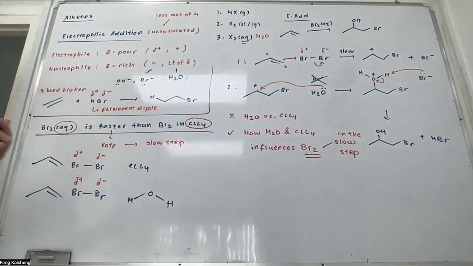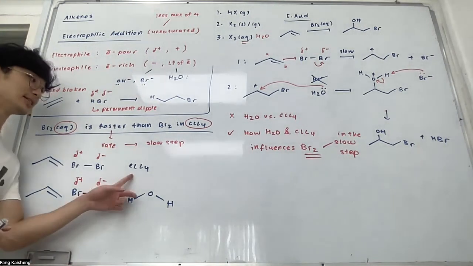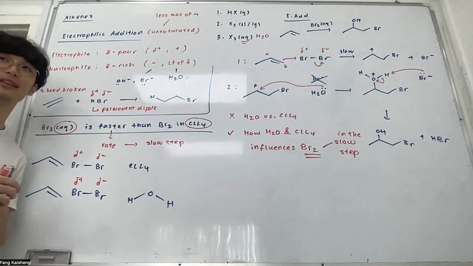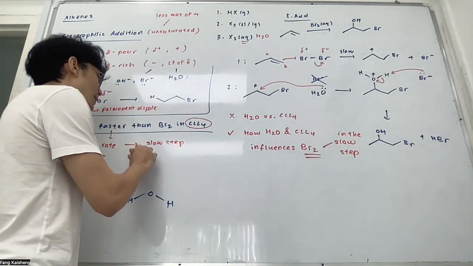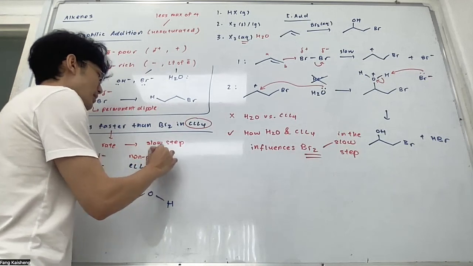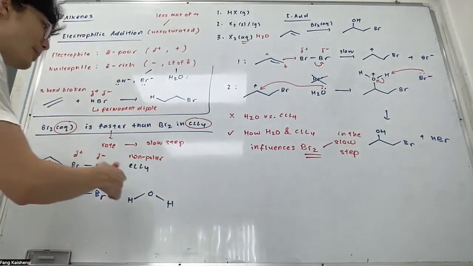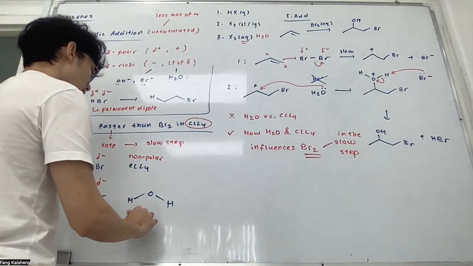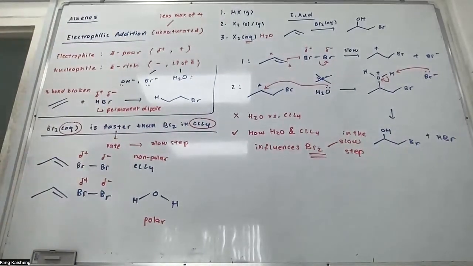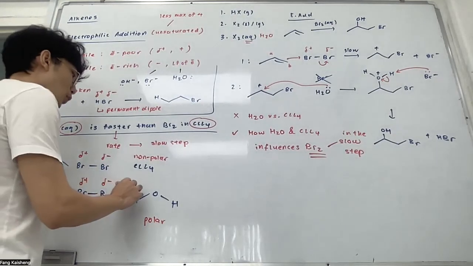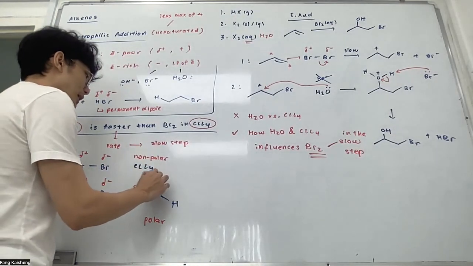Now, guys, CCl4 and water, what's the difference again? One is what kind of solvent, and one is what kind of solvent? CCl4 is a non-polar solvent. Remember, CCl4 is a very common non-polar solvent in real life. How about water? Water is a polar solvent. So clearly this has something to do with how it affects Br2, right? First of all, water is polar, very clearly. For CCl4, don't draw anything.